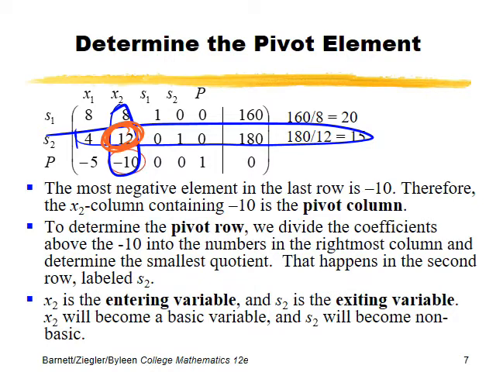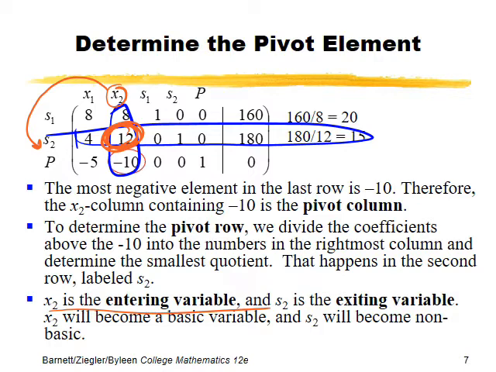Now you can see that x2 is the entering variable. Why is x2 the entering variable? Because the pivot column is under x2, and x2 will enter into S2's position, where we have the pivot row.